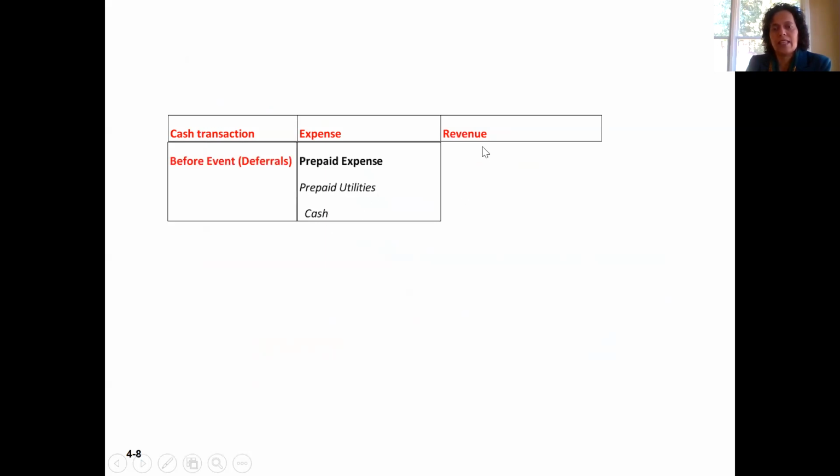Now, let's take the flip situation. I received money in advance. Question is, have I earned the revenue? Answer is no, because I have not yet delivered the service. So what account should I create in my books to recognize this cash that I've received? I know cash is going to be debited, so I need something to be credited. And that something basically is representing a liability, because until I perform those services or deliver the goods to my customers, it's a liability in my books.